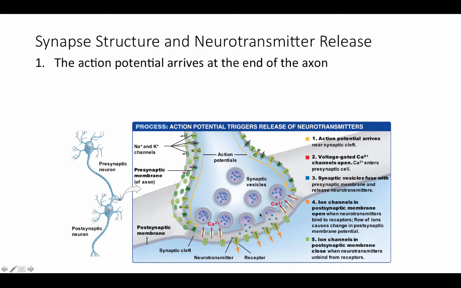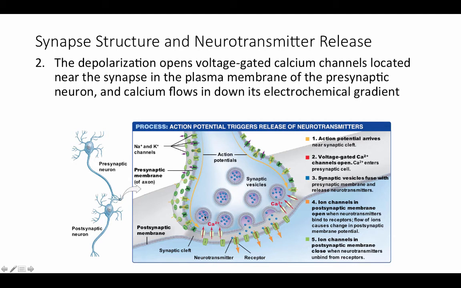And when it arrives at the end of the axon, the depolarization here at the end is going to cause the opening of voltage-gated calcium channels. So instead of the sodium channels that were propagating this action potential, now we're going to open voltage-gated calcium channels as a result of this depolarization. These are located right in the region of the synapse, and the calcium is going to flow into the cell along its electrochemical gradient.